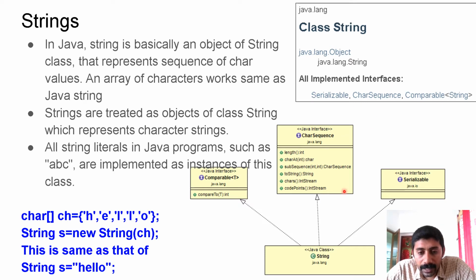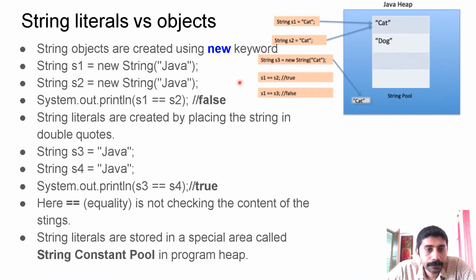So the String class implements three interfaces: Serializable, CharSequence, Comparable. Whatever methods are available in these interfaces are implemented in your String class. So you can make use of length, charAt, subSequence, toString, chars, codePoint, all these functions along with your string object. String literal versus object. String objects are created using the new keyword.